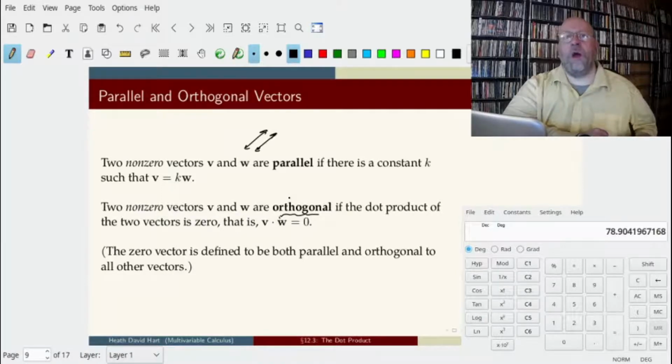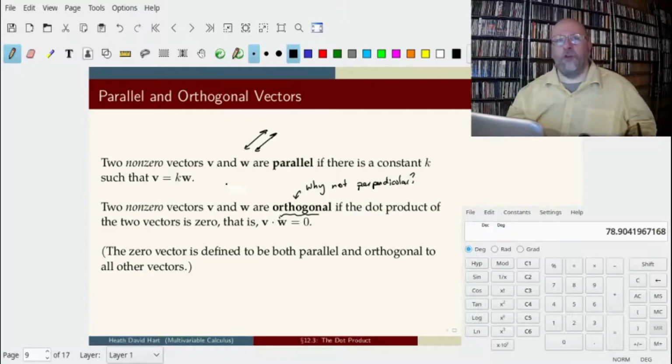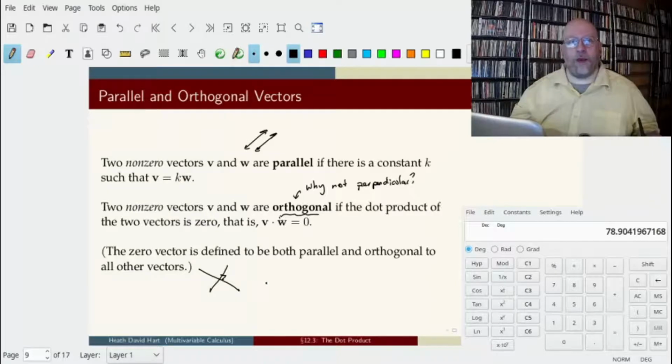There's a reason why we say orthogonal and not perpendicular. So why not perpendicular? In 2 dimensions, two vectors that were not parallel to each other would eventually cross, and if they crossed at a right angle, they were perpendicular. And so their directions were at right angles to each other. In 3 dimensions, there's a third possibility that could happen.